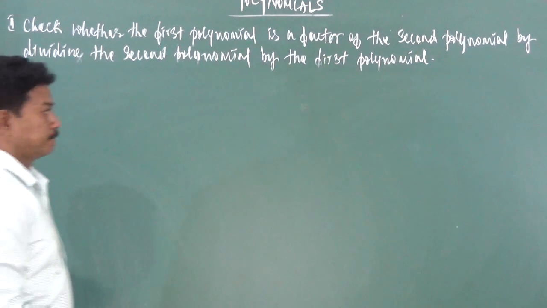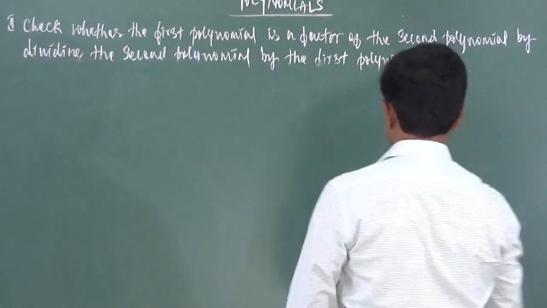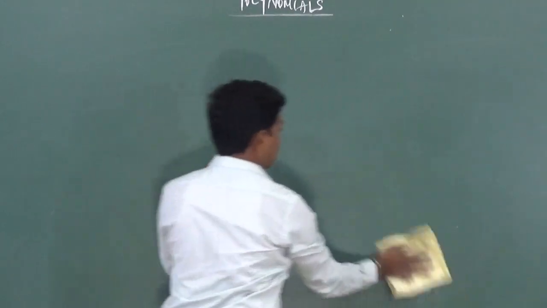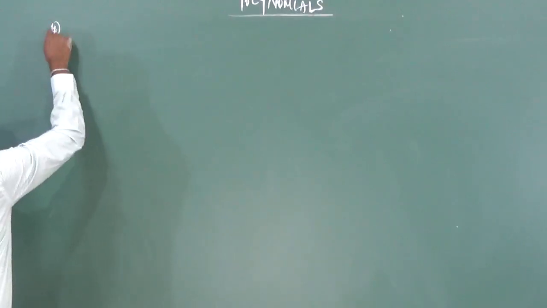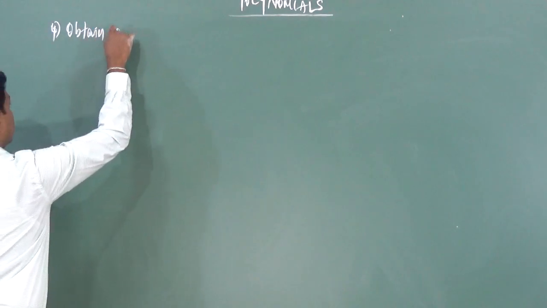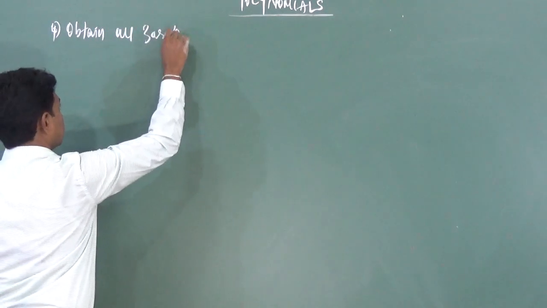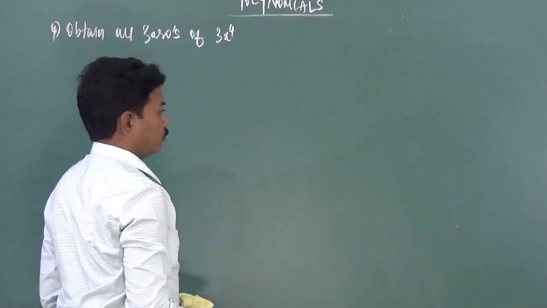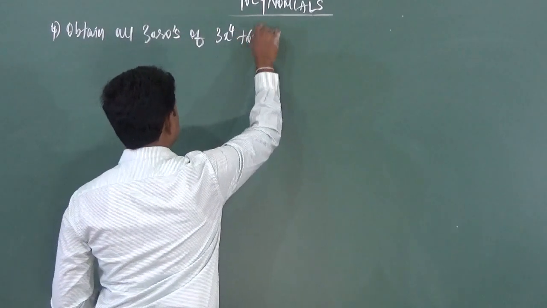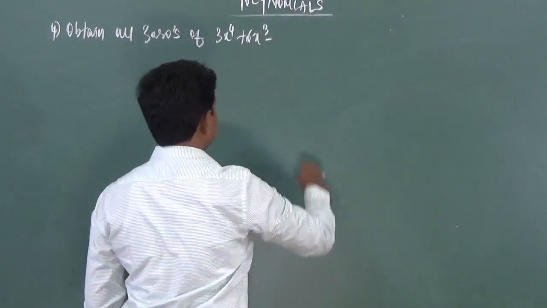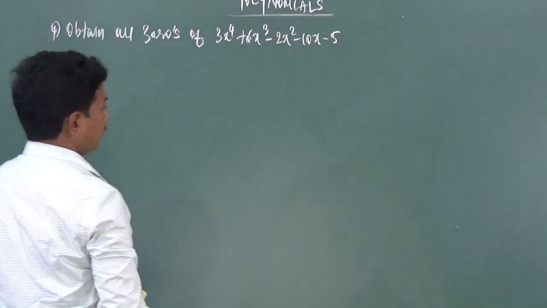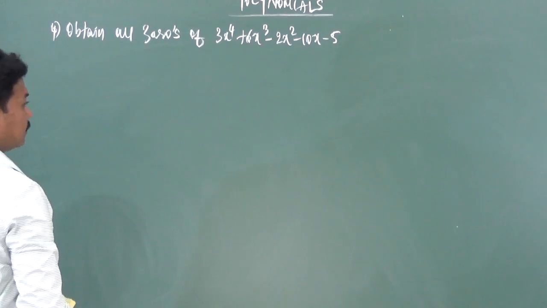So here the problem changes. Obtain all zeros of 3x to the power 4, that's a polynomial, plus 6x cube minus 2x square minus 10x minus 5. So this is the given polynomial, plus 6x cube minus 2x square minus 10x minus 5.